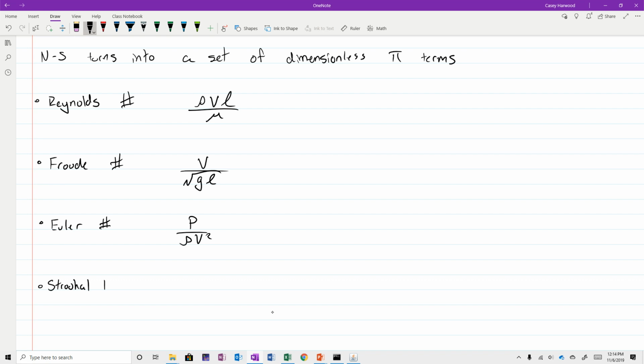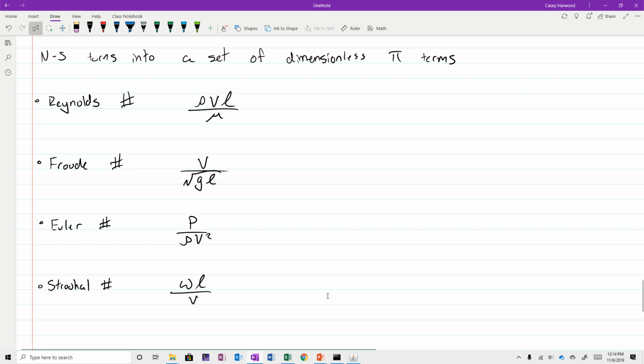Called the Strouhal number. This one's a little bit weird. We'll talk about this in a second. Omega L over V. And then the Mach number doesn't actually come from Navier-Stokes, so we'll leave that out for now.